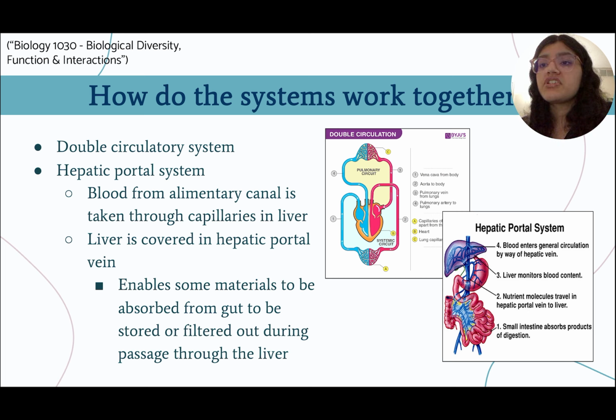And it's efficient and advantageous for rats because it allows blood to be reoxygenated at a faster rate. There's also a hepatic portal system in rats, which is when blood is filtered through the liver first through a hepatic portal vein, and this allows materials from the blood to be absorbed in the gut or filtered out to be expelled as waste.